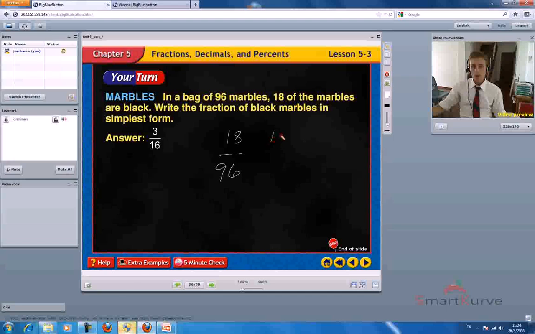In a bag of 96 marbles, 18 of the marbles are black. Write the fraction of marbles in simplest form. 18 over 96.